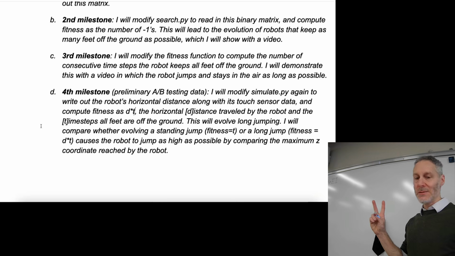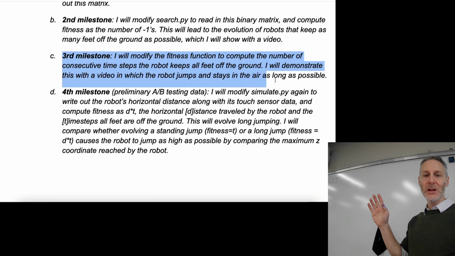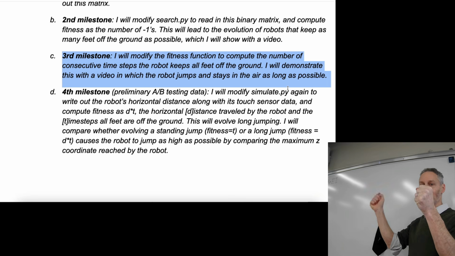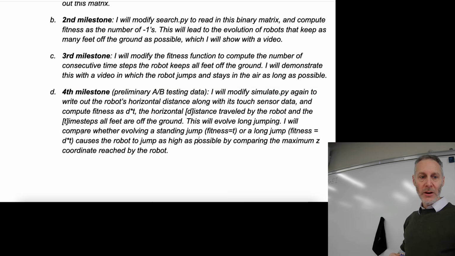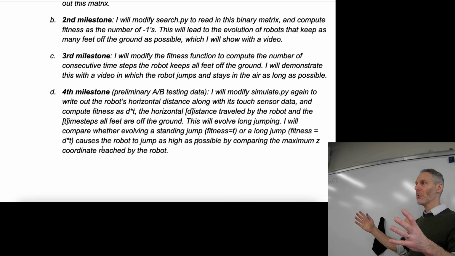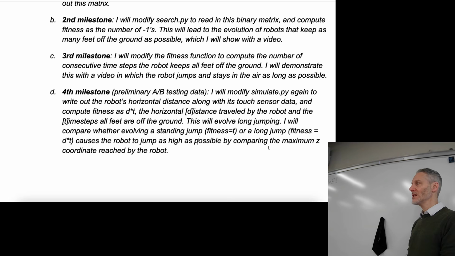I'll compare, this is the A/B test, I will compare whether evolving a standing jump, which is what they had at the end of week 3. So at the end of week 3, they have version A of their code base. And at the end of week 4, they have version B of their code base. A, standing jump, B, long jump. And they're going to then compare the results from those 2 versions of their code to determine whether evolving a standing jump or a long jump causes the robot to jump as high as possible by comparing the maximum z coordinate reached by the robot. So in this project, they're interested in jumping all together, but they want to see whether evolving for different kinds of jumps leads to bigger jumps, maximizing the z coordinate.